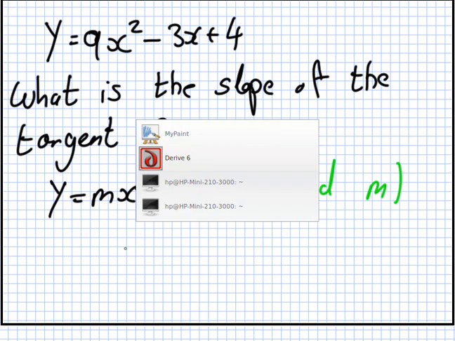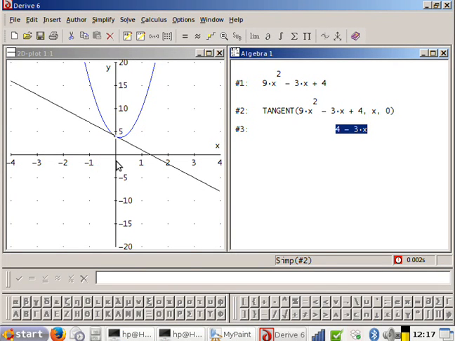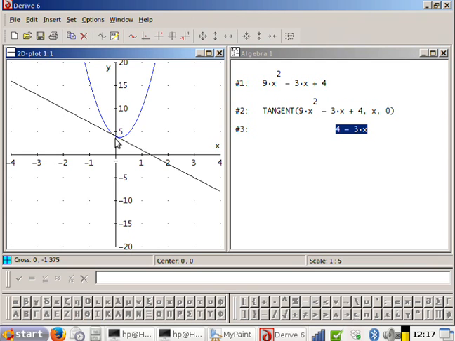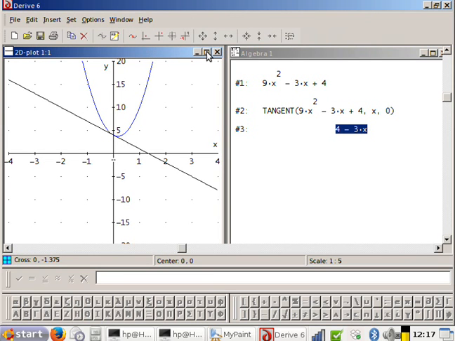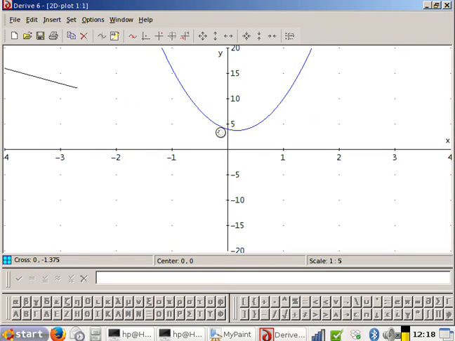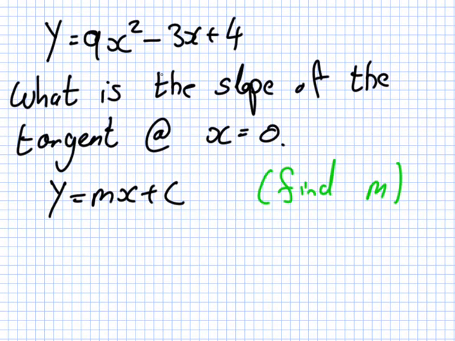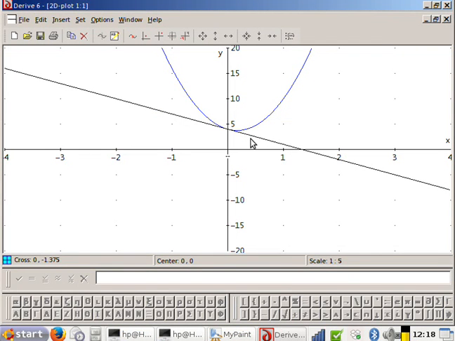Now, if you go back to my graph, what's special about x equals 0? Well, when x is 0, the line and the curve meet. So if I go back here, when x is 0, what's y on the quadratic? 4. Should the line also be 4 when x is 0? Yes, because they meet when x is 0. So the y should be 4 for both.